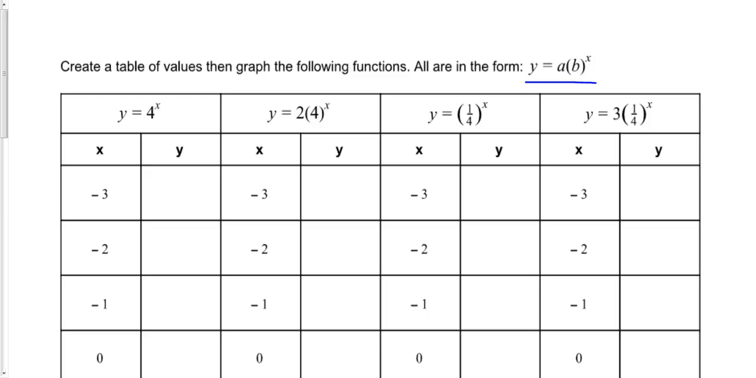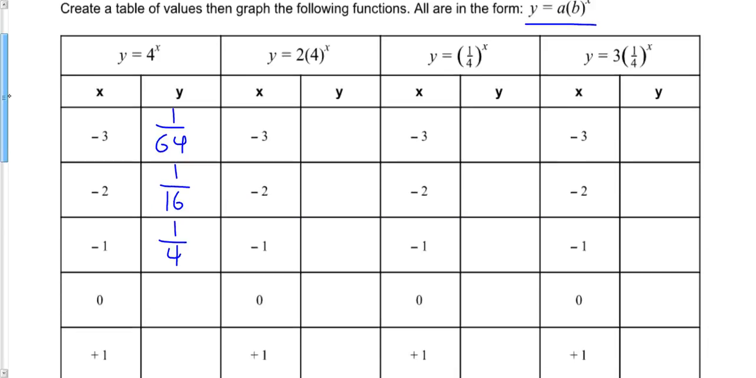So in this first example, we have the equation y equals 4 to the exponent x. I'm going to substitute in my values for x and then write those out as fractions. 4 to the exponent negative 3 gives me 1 over 64. Then 4 to the exponent negative 2 gives me 1 over 16. 4 to the exponent negative 1 gives me 1 over 4.